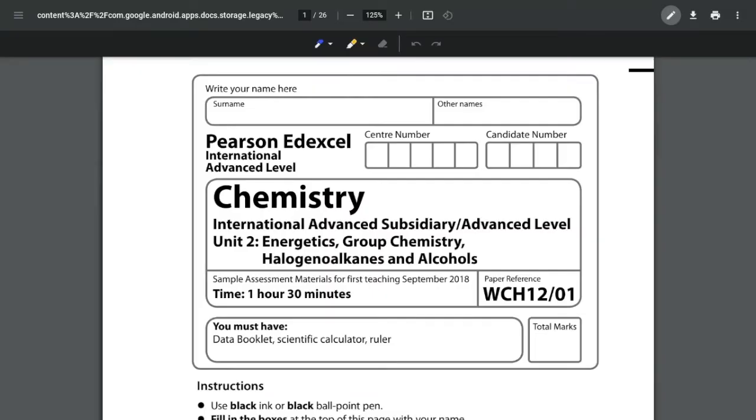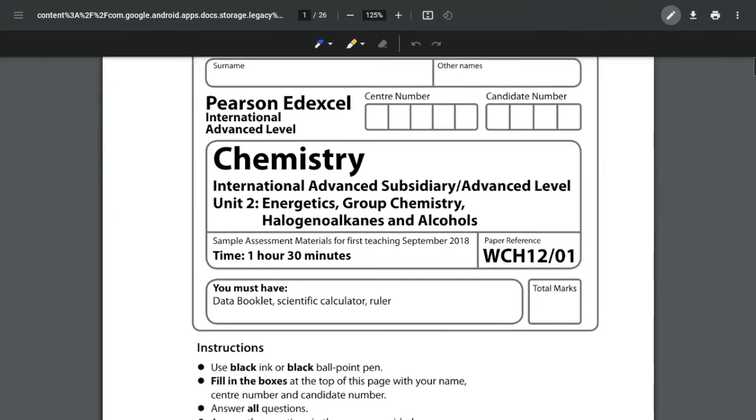In this video, we're going to be going through the sample assessment paper for Unit 2 for the Edexcel IAS Chemistry course, and we're going to be looking at the multiple choice, which is 20 marks out of the total of 80.